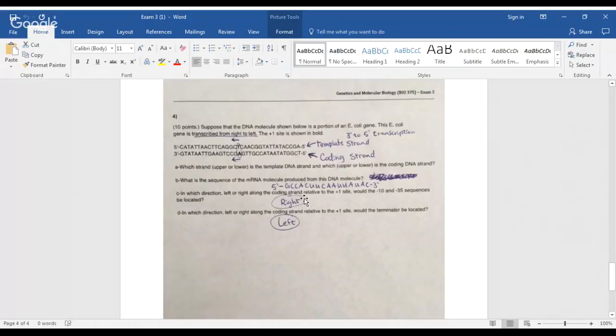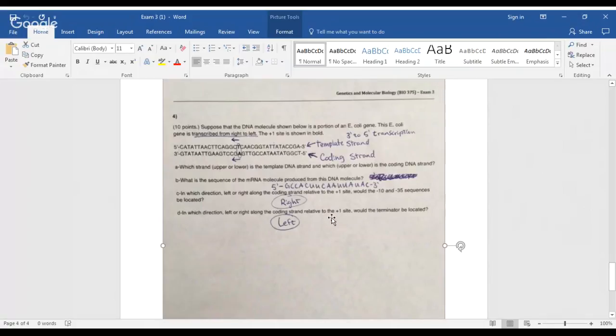Okay, so moving on. B, what is the sequence produced? Working our way this way, what I did is I copied the coding strand all down, flipping out the T's for the U's. I should have done this side, T's for the U's, as I've transcribed it.